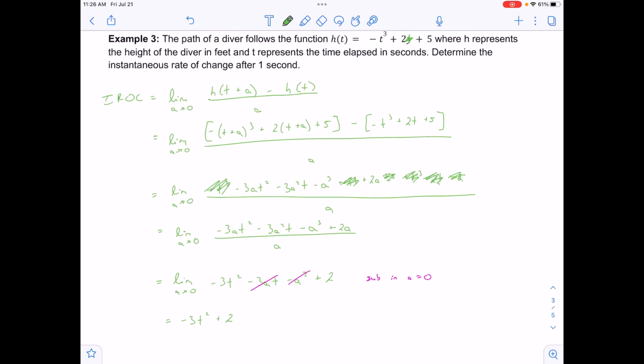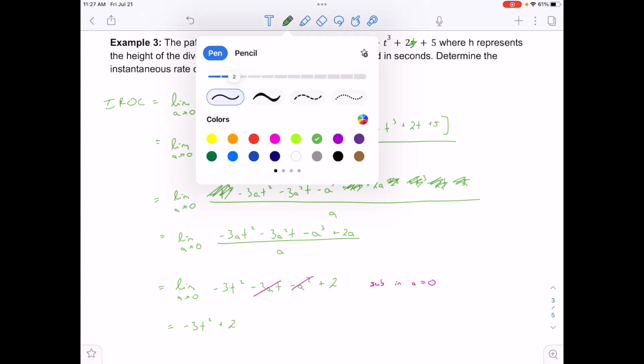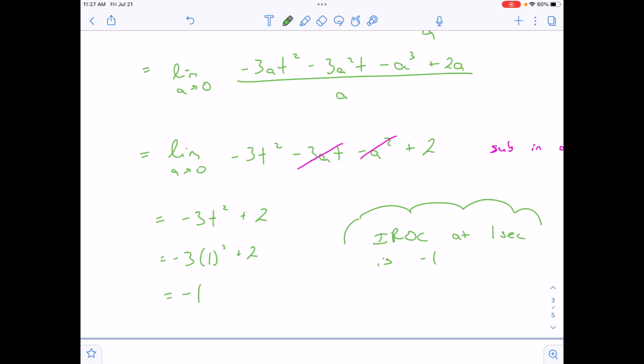And the question asked me to find what the instantaneous rate of change was after 1 second. So I'm going to sub in 1 for t. Negative 3 times 1 squared is just going to be 1, so negative 3 times 1 is negative 3, plus 2 is negative 1. So the instantaneous rate of change at 1 second is negative 1. That is what your slope is for the tangent line on this function at 1 second.